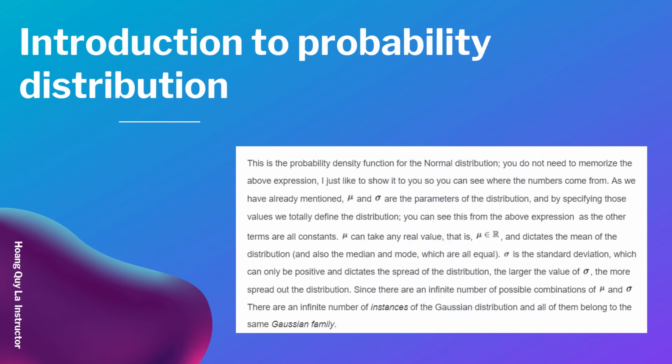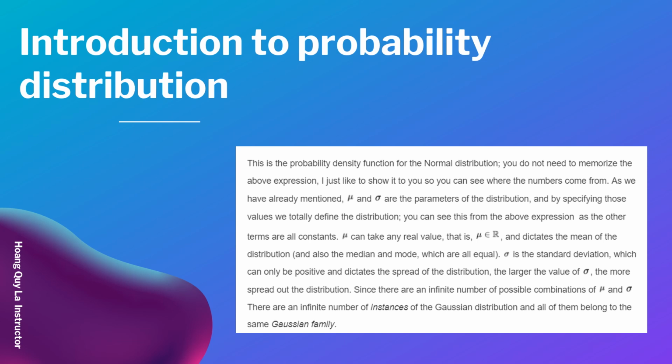So this is the probability density function for the normal distribution. You do not need to memorize the above expression. I just like to show it to you, so you can see where the numbers come from. As we have already mentioned, mu and standard deviation are the parameters of the distribution, and by specifying those values, we totally define the distribution.